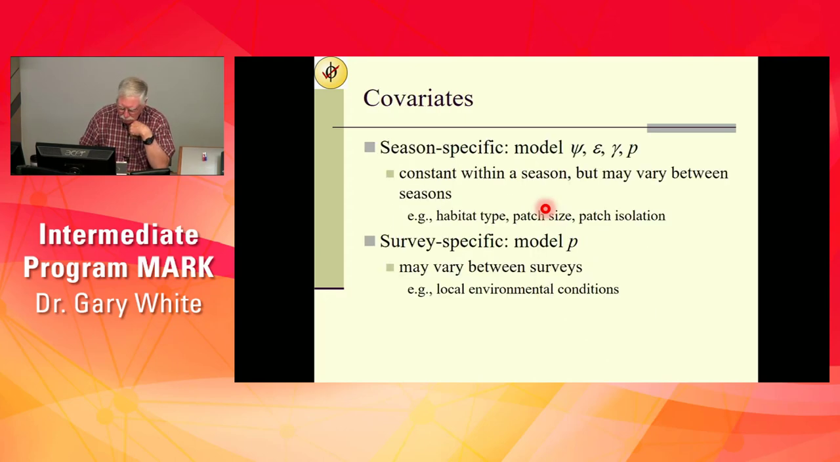Covariates again. You've got season-specific, you've got survey-specific on p. The reason why I like this particular model is because these covariates on extinctions and colonizations make a lot of sense. The probability of being occupied is one thing, but this is sort of like yesterday's Pradel models when we're looking at phi and f. We get covariates that model the actual process. So what causes the site to go extinct?